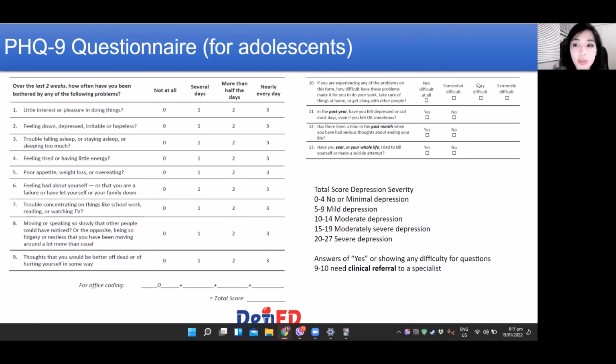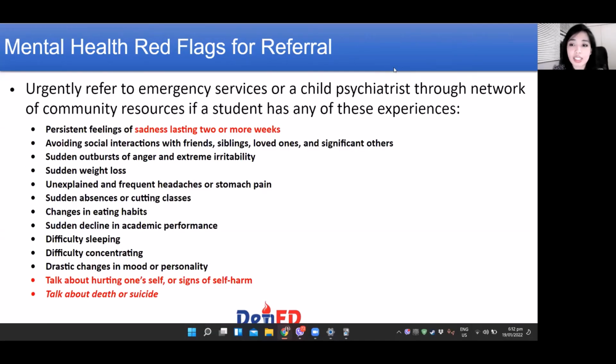The PHQ-9 questionnaire is a quick tool that can be used to assess depression symptoms in adolescents. This can be scored and assessed by a trained professional. Red flags are signs that a person may be having severe mental health difficulties and is in need of urgent help. These should be taken very seriously and should not be dismissed as acting out or as trivial. Students with these red flags should be referred to urgent care or to a specialist in child or adolescent psychology. Red flags, like feelings of sadness that persist for 2 or more weeks, or talking about hurting oneself, or signs of self-harm, or death or suicide, should be referred to a child psychiatrist.